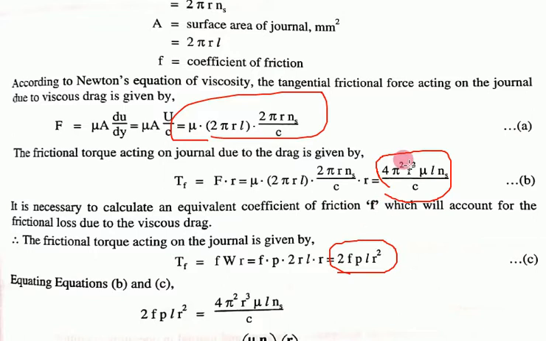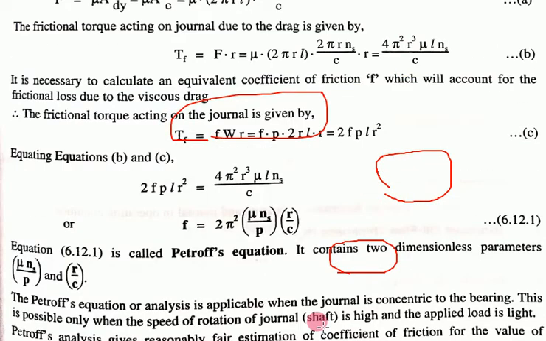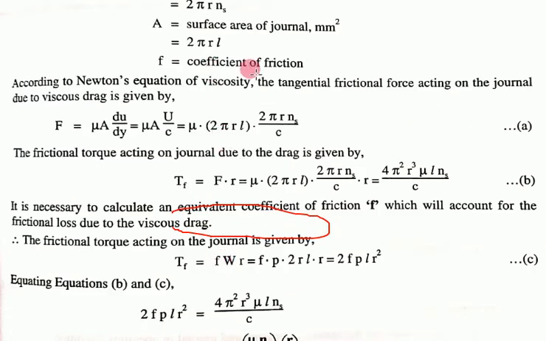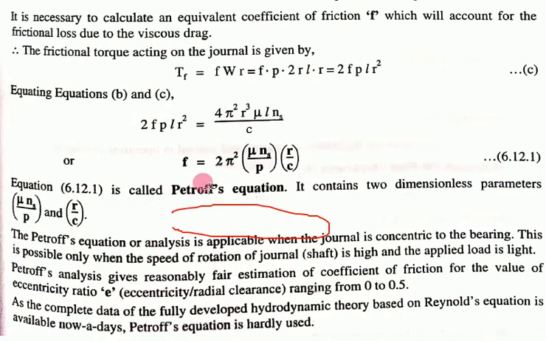Okay, so we have to compare both equations now. After comparing both equations, we got one equation, that is the coefficient of friction f, that is 2 pi square into mu Ns upon p into r by c. So this is called Petrov's equation, and it contains two dimensionless parameters, that is mu Ns upon p and r by c. Okay, so this is about Petrov's equation.